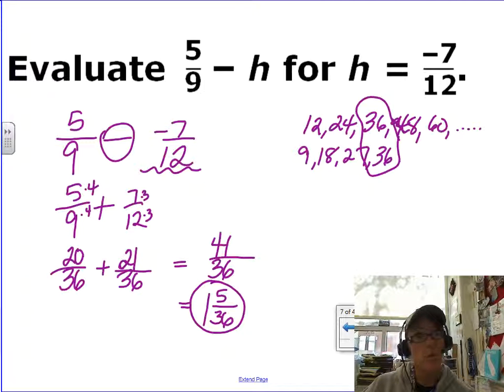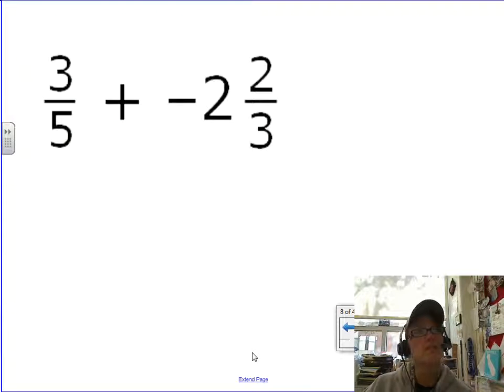All right. It's a lot to handle, huh? Let's look at one more. 3/5 plus negative 2 2/3. Ugh. All right. Now, this is positive, this is negative.